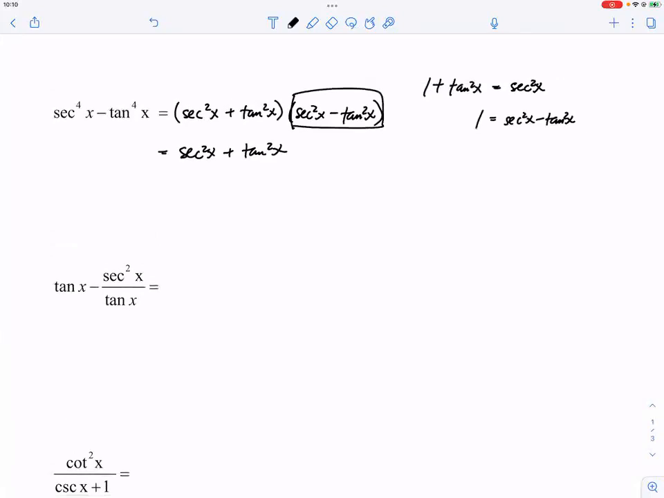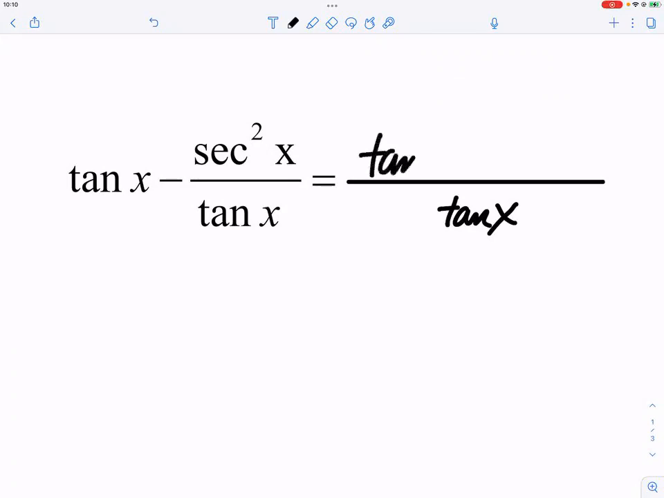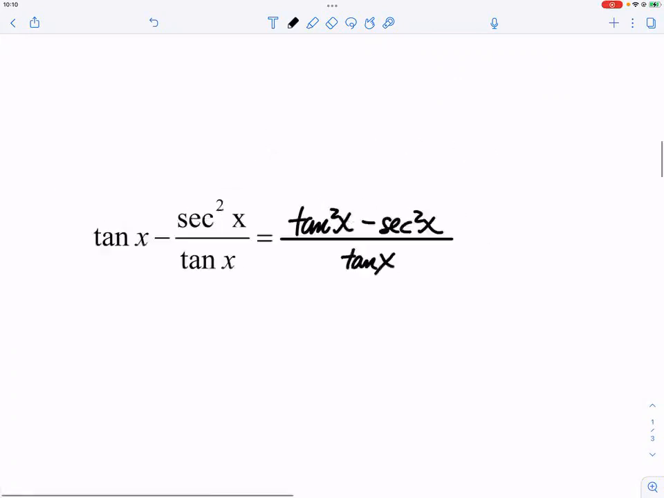Okay, so next up, it's pretty fun. You got a term that's not a fraction. You got another term that is a fraction. What can you do? McKenna? Yeah. So make them have a common denominator of tangent x. So the first term will become tangent square x. And then the second term still minus secant square x.